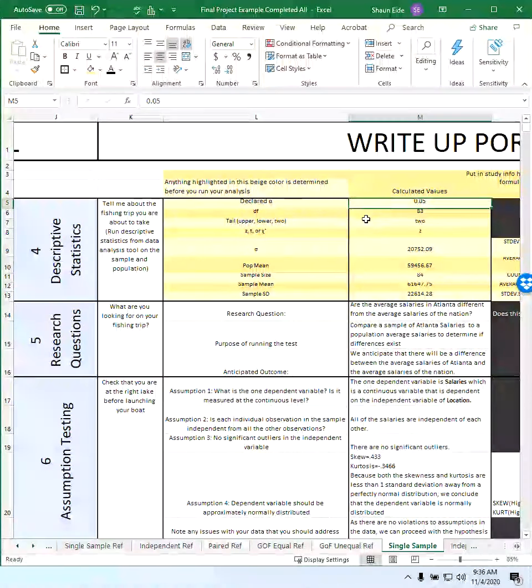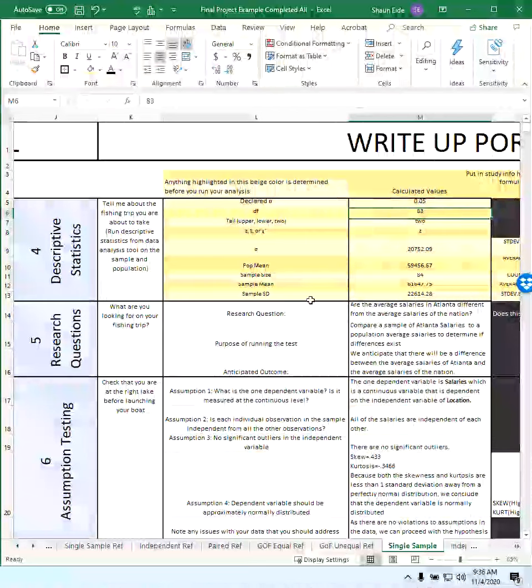So I'm going to have an alpha of 0.05. That means that I'm okay with a 5% chance of saying that there's something significant when there actually isn't. So there's a 5% chance of type 1 error. The degrees of freedom is 83.